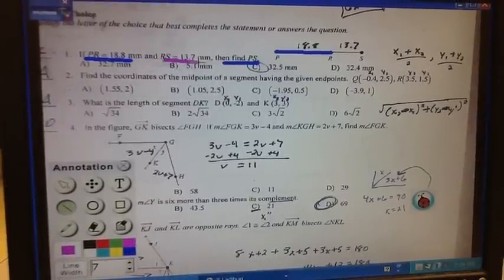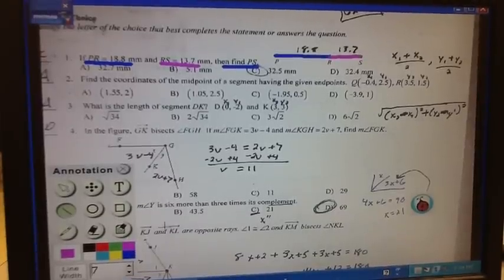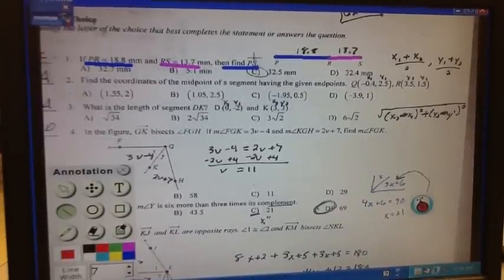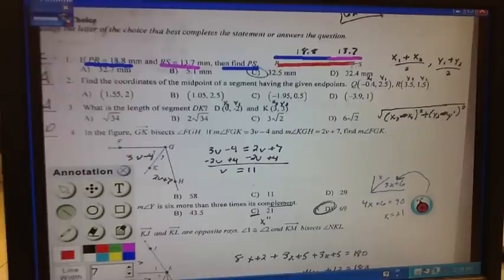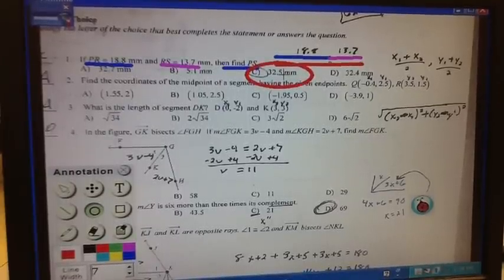R to S says 13.7. We got that in pink. Again, here P to S is from here to here. We're looking for the whole thing. Add those two together. After we add those two together, we end up with that great 32.5 answer there.